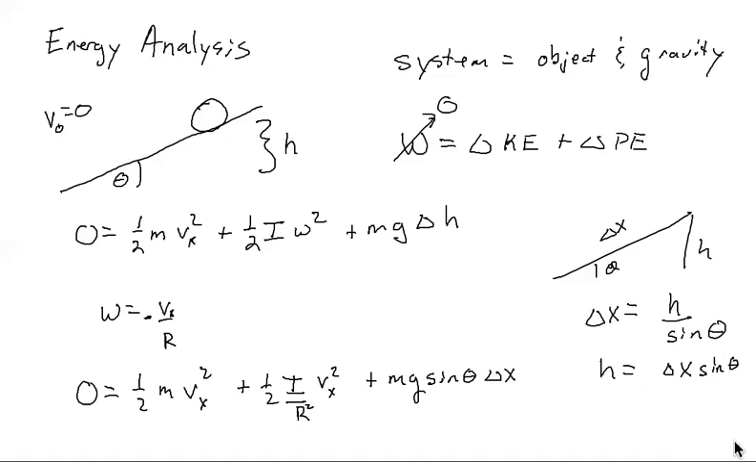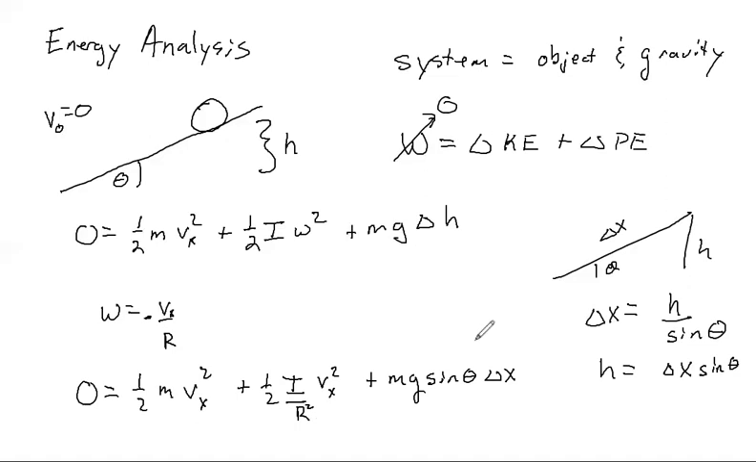And I can rearrange that and solve for velocity squared. So I get the velocity squared in the x direction equals, well, first of all, I'm going to move this gravitational term over. So that gives me a minus mg sine theta times delta x.